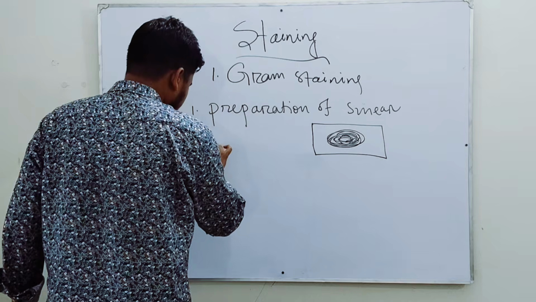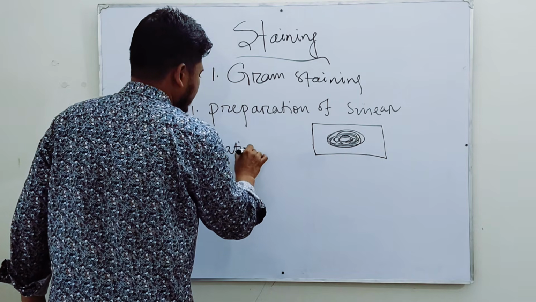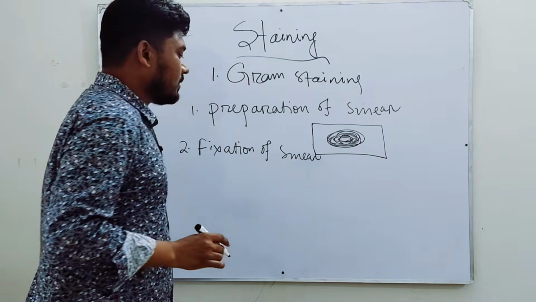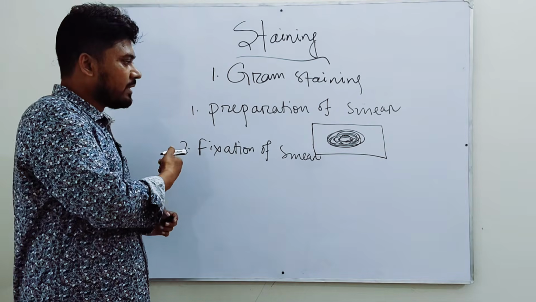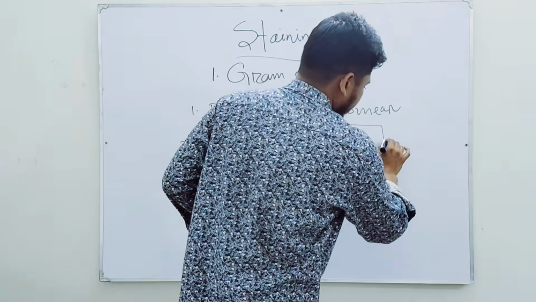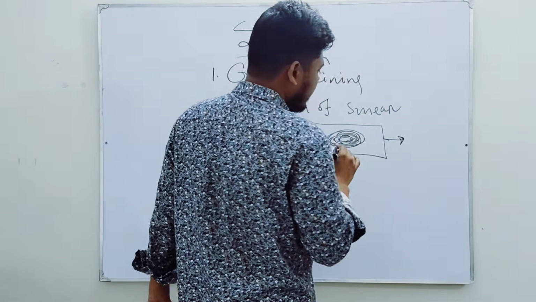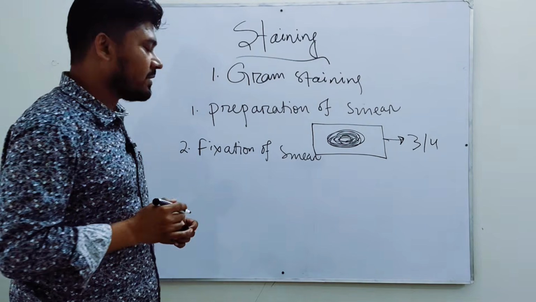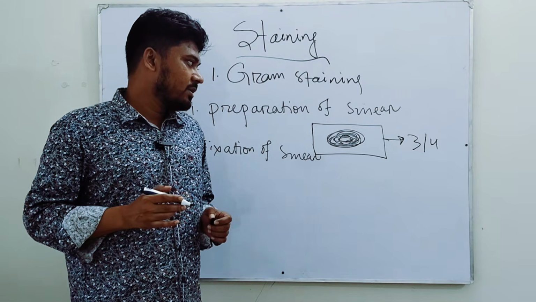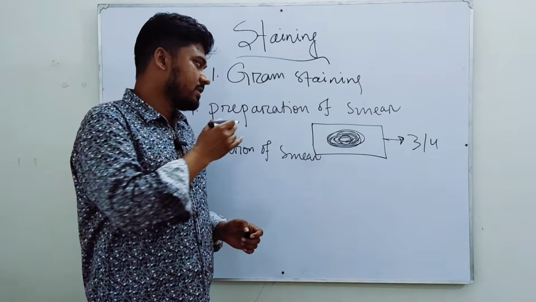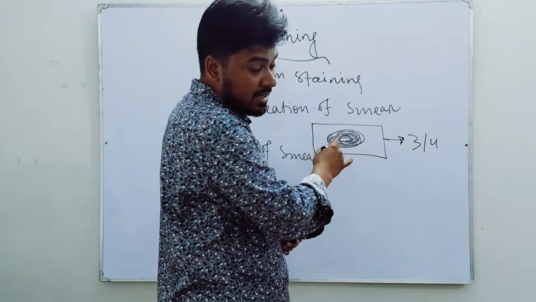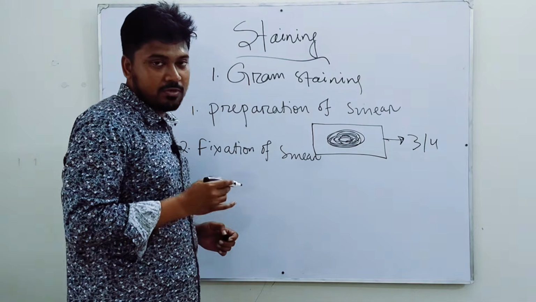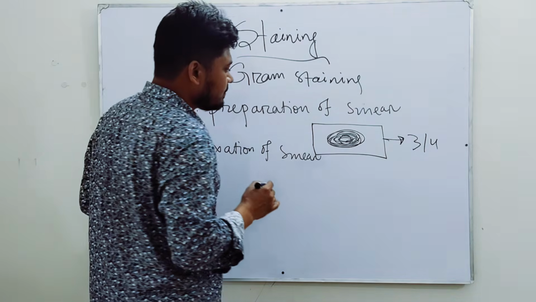Then fixation of smear. Usually we do heat fixation. This prepared smear is passed through a flame 3 to 4 times for heat fixation. Fixation is important because during a staining procedure we will wash this smear different times, and during this washing the organism may be washed out. That's why fixation of smear is important.